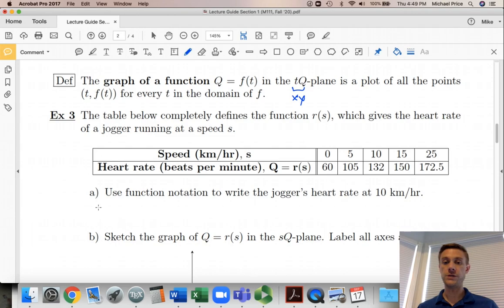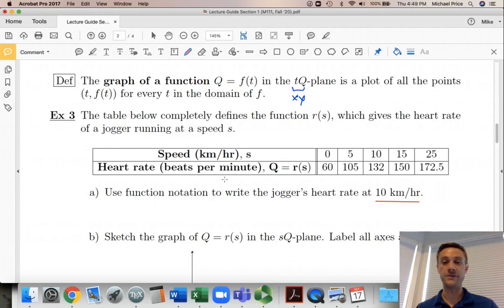First, we're supposed to use function notation to write the jogger's heart rate at 10 kilometers per hour. I think this is mostly some interpretation, and this class, maybe more than other college algebra classes, does have a decent amount of that. We really are trying to get at the translation side of math. So 10 kilometers per hour, I guess whenever we run into numerical values, I want to ask myself, what variable here could this possibly represent? There's some number potentially being assigned to a variable.